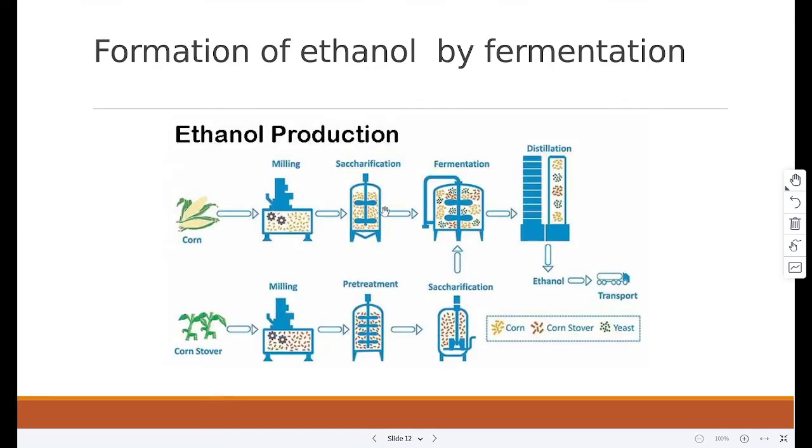Then we have formation of ethanol by fermentation. So sugar or starch is dissolved in water and yeast is added. Now the mixture is then fermented between 15 and 35 Celsius in the absence of oxygen for a few days.